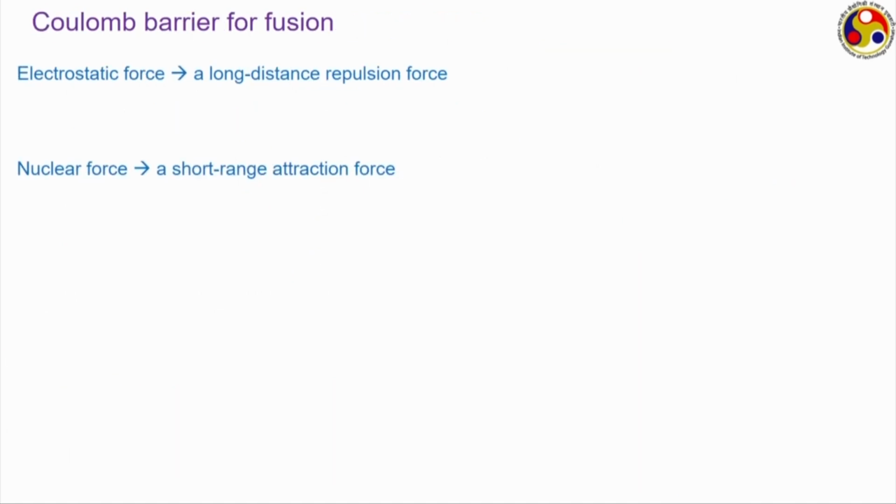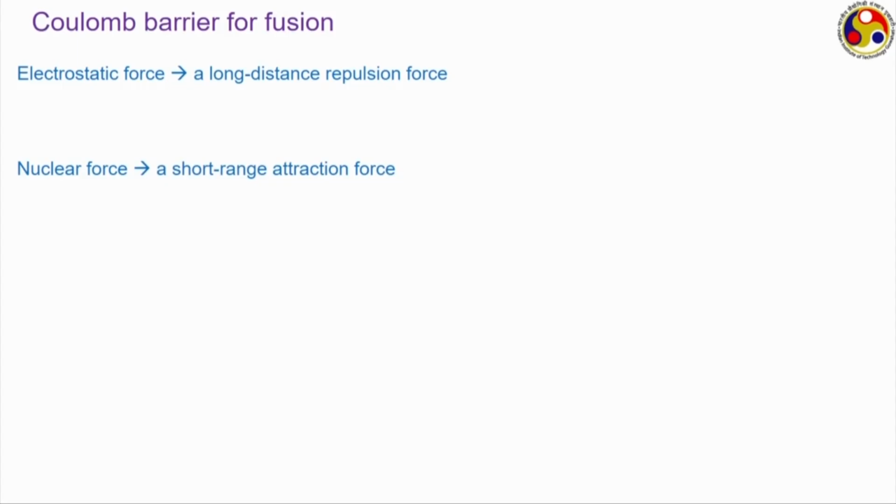But the fusion reaction, of course, we now know that tritium and deuterium are the two most common fuels that we use for fusion reaction, but to make such a reaction happen, we need to bring these two nuclei close to each other, and while doing that, these are the two forces that the particles experience. One is the electrostatic repulsion force, which is a long distance repulsion force, and the other is the so called nuclear force, which is generally a short range attraction force.